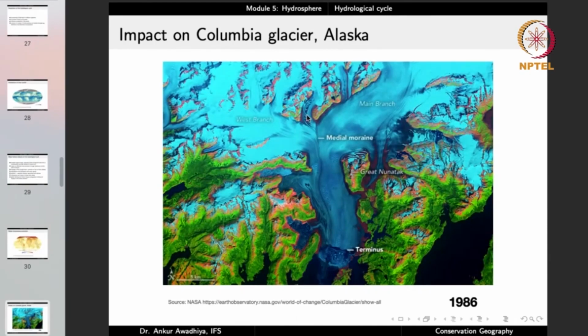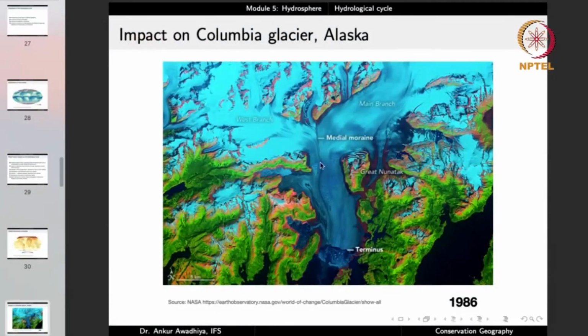Now, what kinds of impacts is it having? So this is an image of the Columbia Glacier in Alaska, and this is a false color composite. So this is not exactly the color that we are accustomed to seeing. The true color composite would have shown a glacier in white color, but this is a false color composite, which means that we are playing with the bands of the satellite imagery so as to enable us to look at the phenomena more clearly. So in this band combination, it is easy to see things like the moraines.